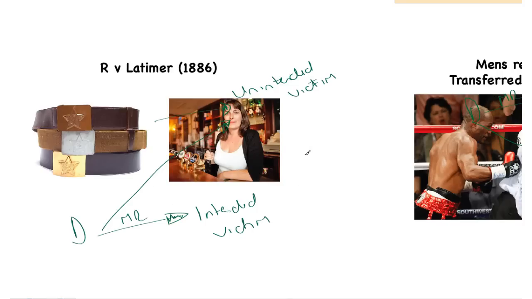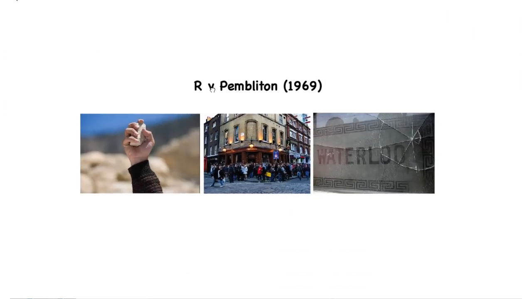Now let's compare that very, very quickly with R v Pemberton, and that's a 1969 case. In R v Pemberton, the defendant broke a window in a public house by picking up a stone and throwing it at a group of men that he'd been fighting with. He missed them and broke the window behind them. So the mens rea is to throw the stone and to hurt members of this group. They are the intended victims.